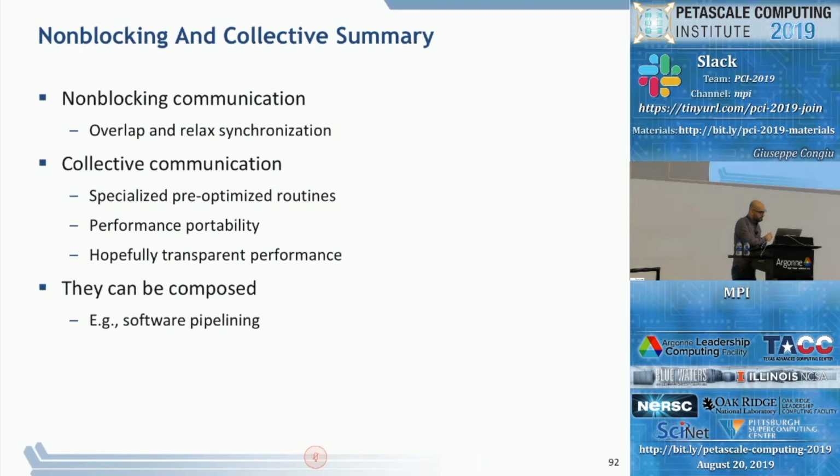This is a summary of what I've been discussing during this presentation. Non-blocking communication allows you to overlap and relax synchronization. Collective communication has optimized algorithms to improve data movement and computation in your program. There is performance portability because these operations are optimized for different platforms, and hopefully also transparent. You don't have to do too much fine-tuning to get good performance, and they can also be composed.